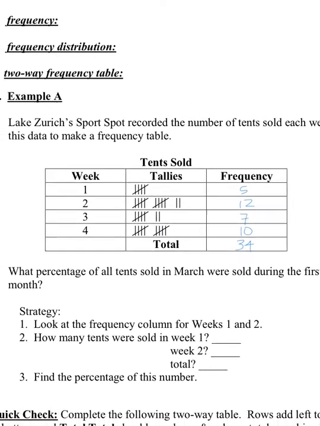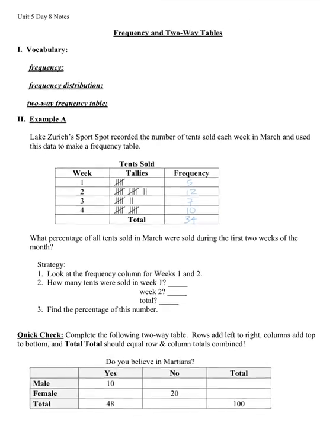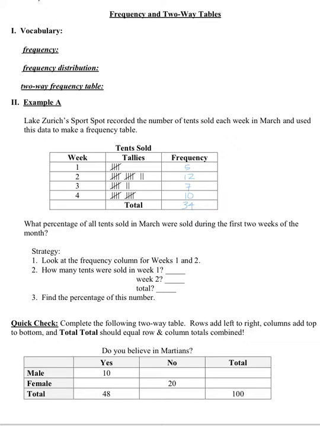Looking at the question below the table, it asks what percentage of all tents sold in March were sold during the first 2 weeks of the month. So, strategy: we need to figure out the number of tents that were sold in the first 2 weeks, and then compare that part to the total number of tents that were sold to figure out our percentage. Looking at the number of tents sold in week 1, we have 5. Looking at the table for week 2, there's 12, which gives us a total in those 2 weeks of 17. To find the percentage, we need to compare that 17 to the total 34 tents that were sold in March.